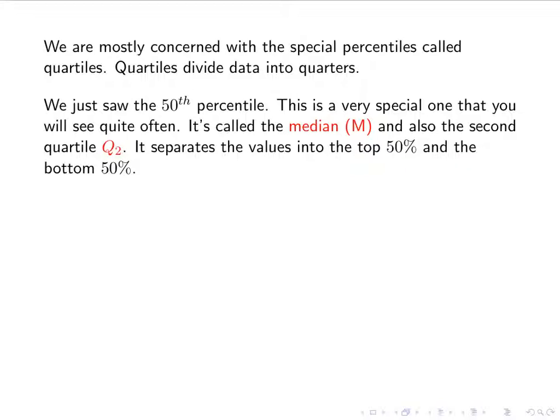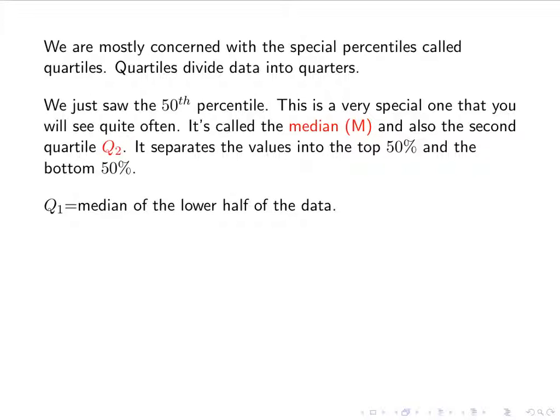Like I said, we're going to concern ourselves with what are called quartiles. Quartiles divide the data into quarters. And we just saw the 50th percentile. The 50th percentile is a very special one. It's called the median, which is sometimes denoted by M. It's also called the second quartile, which is Q sub 2. It separates the values into the top 50% and the bottom 50%.